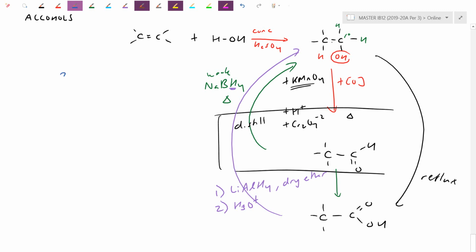Secondary, so if I have a secondary one, when I fully oxidize, this one here just forms a ketone. I can't actually get to a carboxylic acid because I would have to break the carbon structure. A tertiary here would have no reaction.